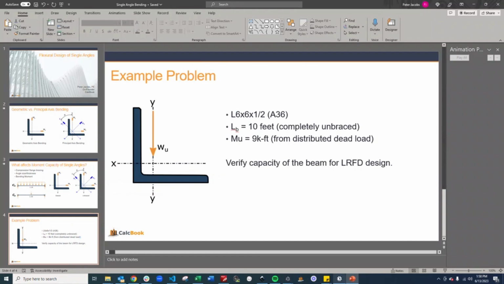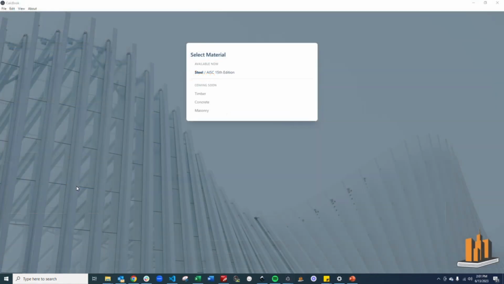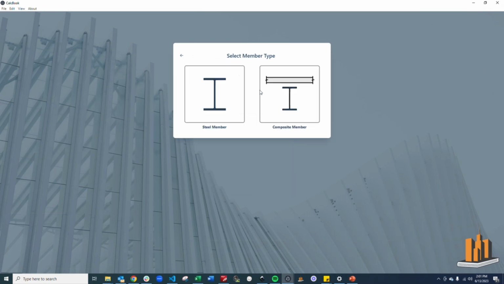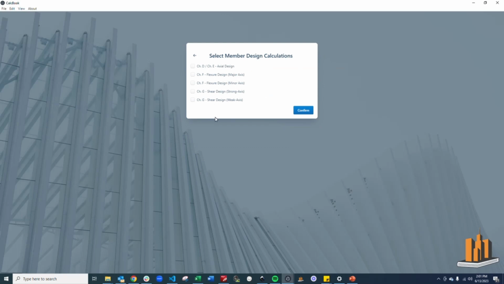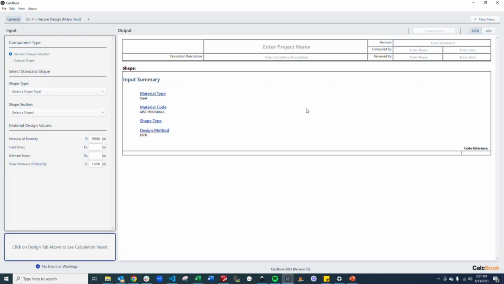So let's go ahead and open up CalcBook. We're going to click into our steel design, do a steel member design, and then go with our steel member module. Then we're going to click on flexural major axis. Now, for single angles, it's all going to be in one module, so whether you click minor or major, it will go automatically into the same place.